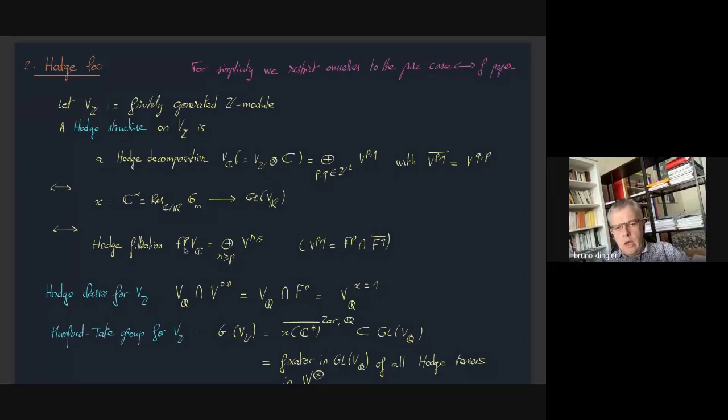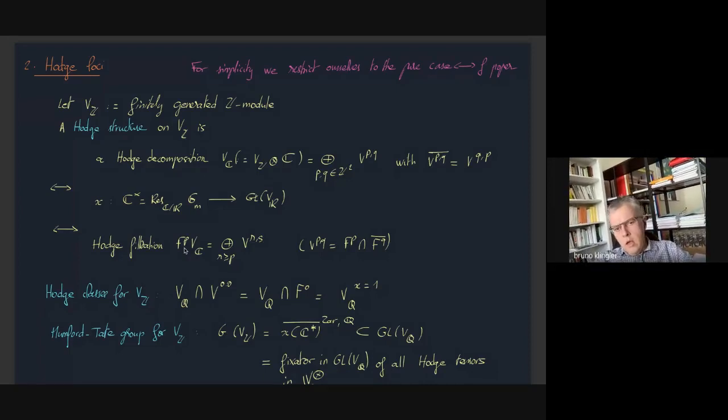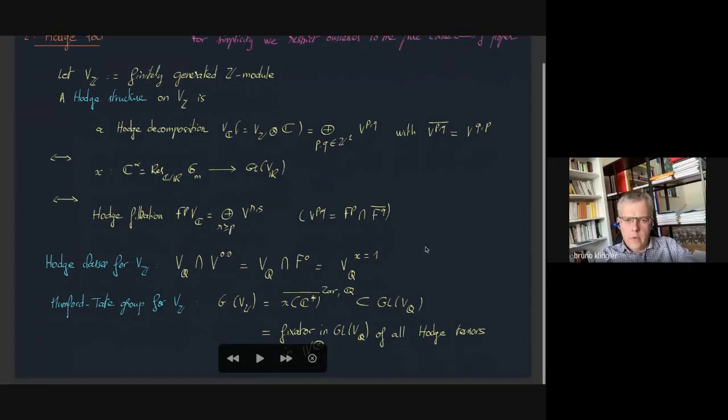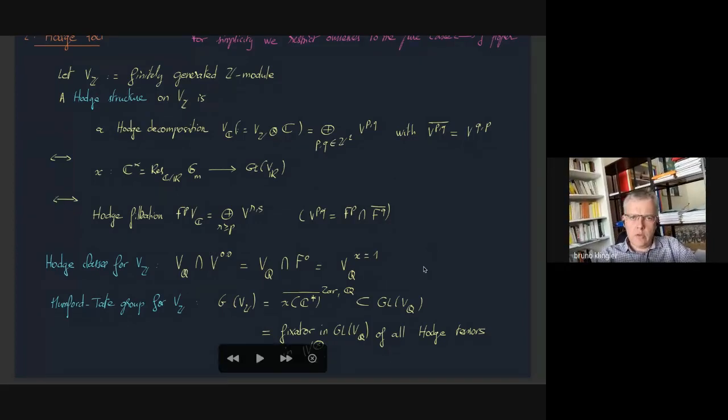Well, they are just the rational classes which belong to V_0, or equivalently the rational classes in F^0, or equivalently the fixed points under this representation of C star in V_Q. And then a very important invariant of your rational Hodge structure is its Mumford-Tate group. And so what is this group? Well, there are various definitions of it, depending on your presentation of what a Hodge structure is.